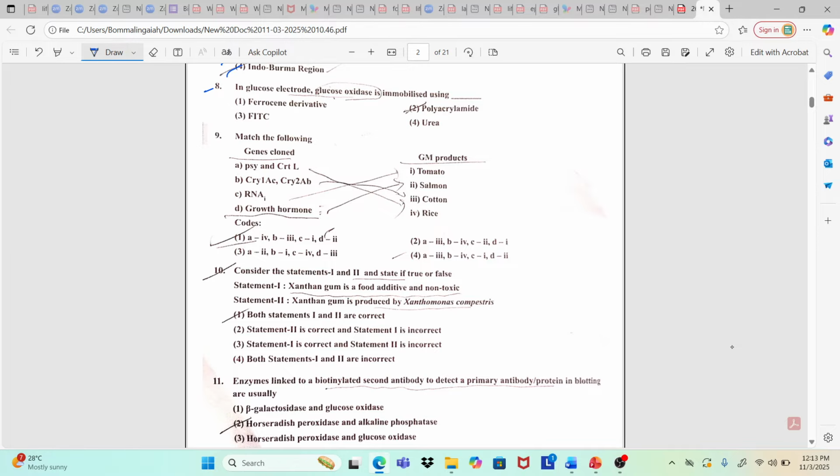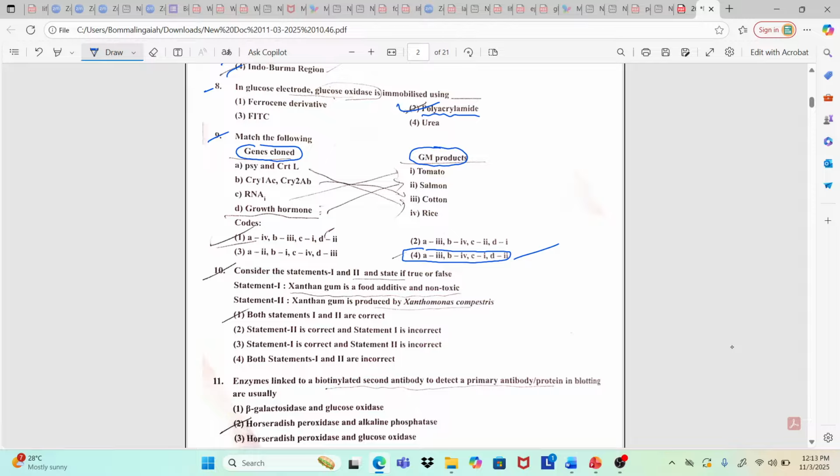In a glucose electrode, glucose oxidase is immobilized using polyacrylamide, which is the correct answer. Option number 2 is the correct answer. Next, question number 9. Match the following. Here the gene cloned is given and also the GM products are given. Here you have to match the options. The correct option is option number 4. That is the correct answer. Yes.